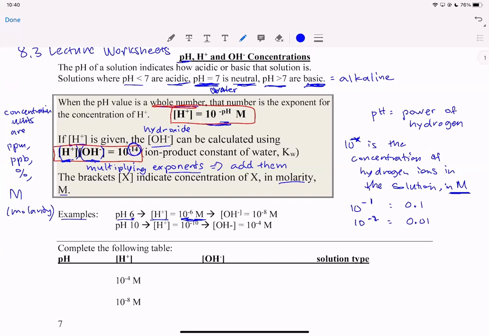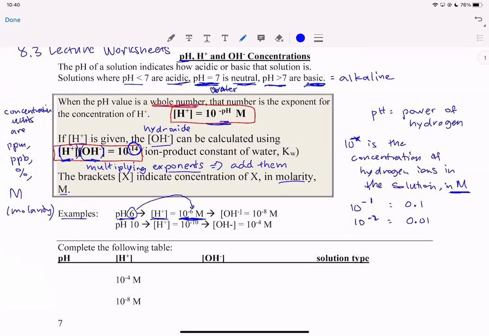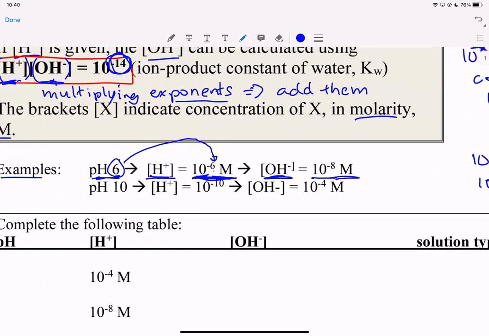When you have this pH of 6, you can quickly figure out the hydrogen ion concentration is 10 to the -6. Basically just put this 6 in here. And then in this equation where you have hydrogen times the hydroxide, those exponents need to add up to -14. So in order to get -14, the hydroxide has to be -8, or 10 to the -8 molarity is the concentration of the hydroxide. Okay, let's zoom in on this.